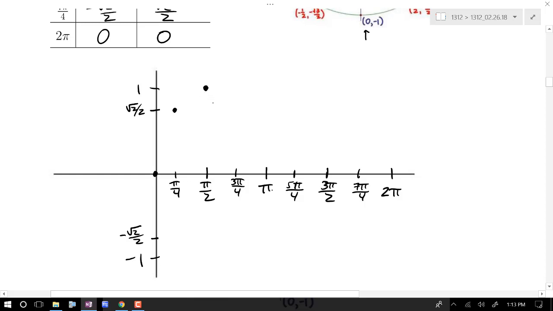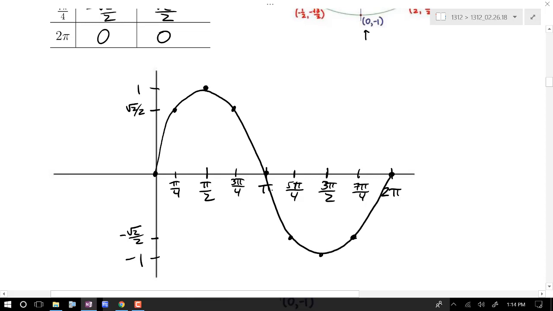At 3 pi over 4, sine is back down to root 2 over 2. And at pi, we're at 0. At 5 pi over 4, we're down to negative root 2 over 2. At 3 pi over 2, we're at the bottom of the circle, so that's negative 1. At 7 pi over 4, we're at negative root 2 over 2. And at 2 pi, we're back to 0. And if we connect these dots with a smooth curve, it'll look something like this.